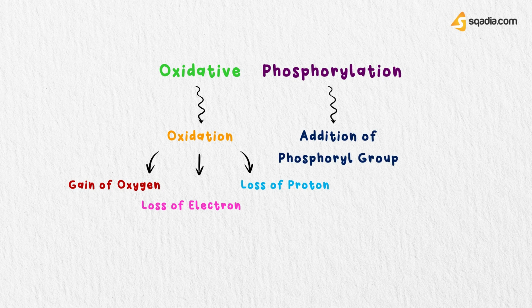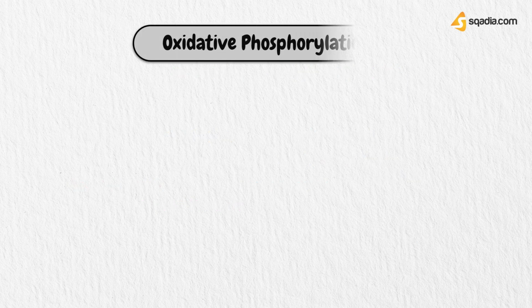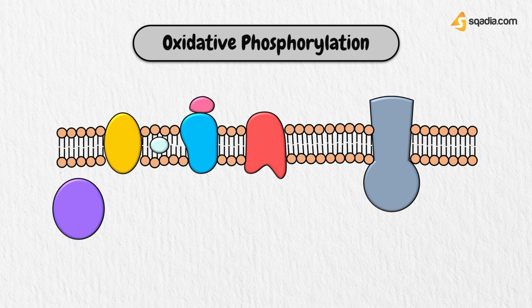Now where is this phosphoryl group added? It will be added to ADP and form ATP. I will explain the significance of this name later, so do watch out for that. The process of oxidative phosphorylation is basically occurring in the fifth complex of electron transport chain.